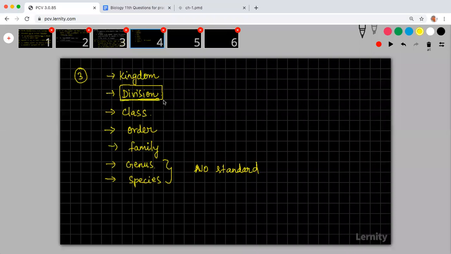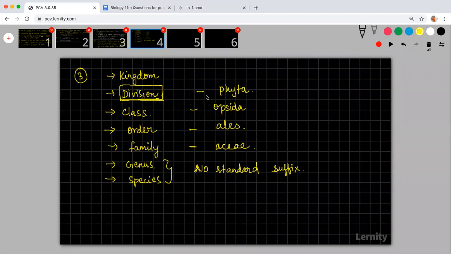In plants there is only division. You don't have phylum. The next one is, no standard suffixes are used. For family, we use the suffix aceae. For order, it is ales. For the class, it is opsida. And for the division, we use the suffix phyta.